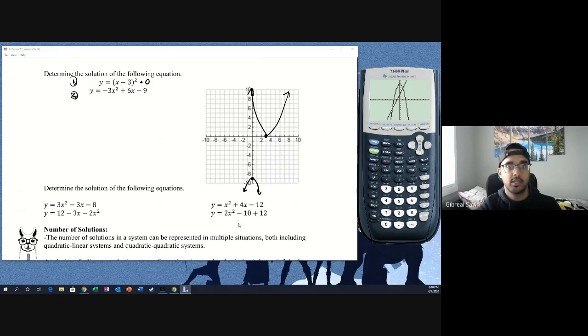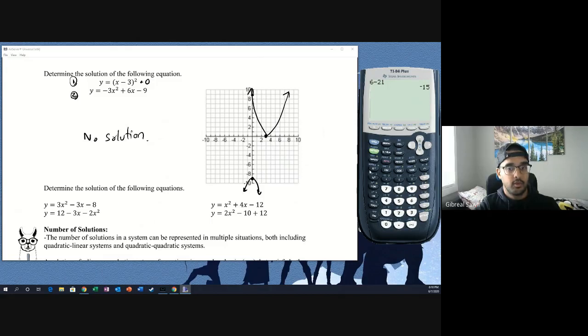Now, looking at this picture, I know for a fact that these two are never going to cross. There's no intersection points here. So that means there's no solution. No matter what you try doing algebraically or graphically, these two will never cross. And that's okay. You might not have a solution. So all you need to say is there's no solution there.